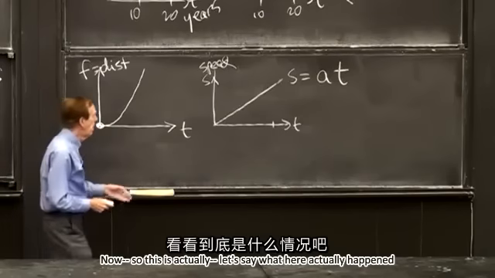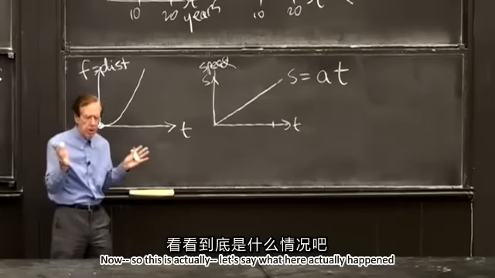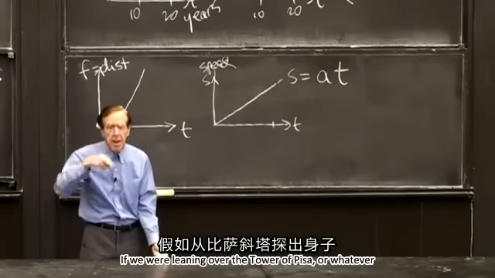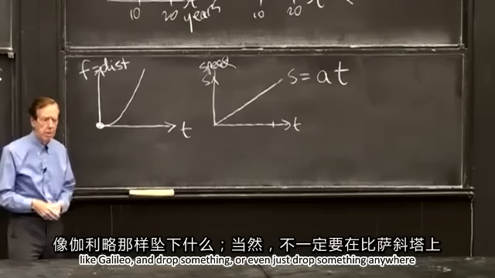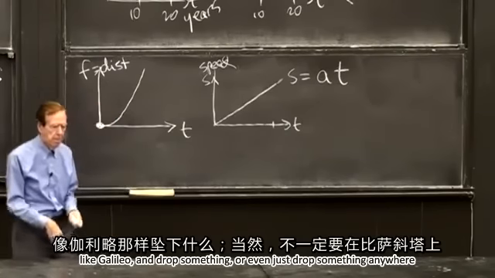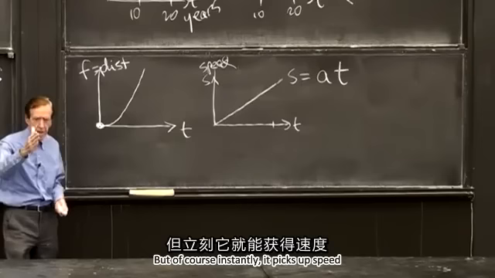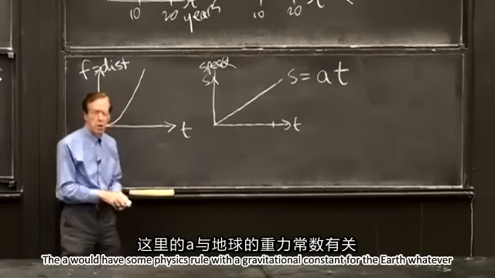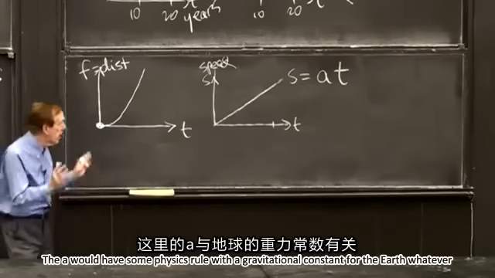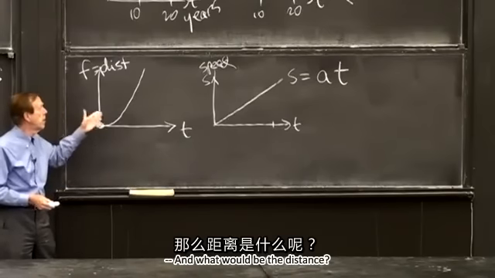Okay. Now, let's think where this would actually happen. If we were leaning over the Tower of Pisa or whatever, like Galileo, and dropped something, we drop it at the beginning, it has no speed, but of course instantly it picks up speed. The a would have something to do with the gravitational constant for the Earth. And what would be the distance?